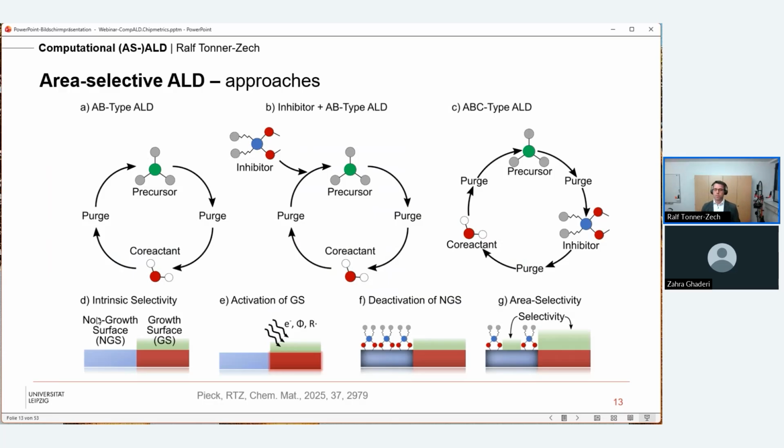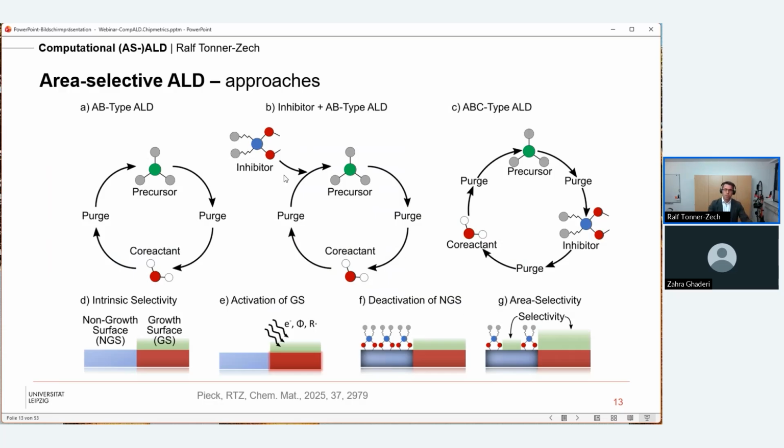So what is more commonly done is activation of the growth surface. So this is a second possibility. So with some sort of electrons or plasma or other electric fields, you try to activate one surface so that it becomes more reactive. But the by far most important approach at the moment is deactivating the non-growth surface. So you block the non-growth surface so that you can do selective ALD on the growth surface. And this deactivation is done chemically.